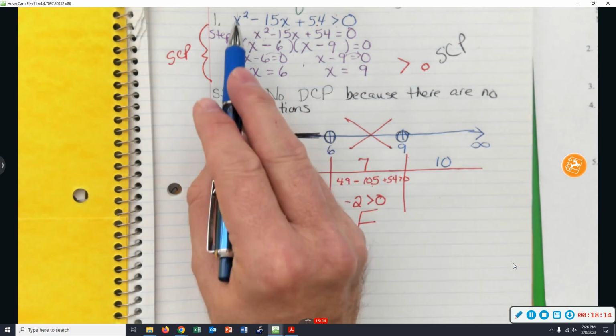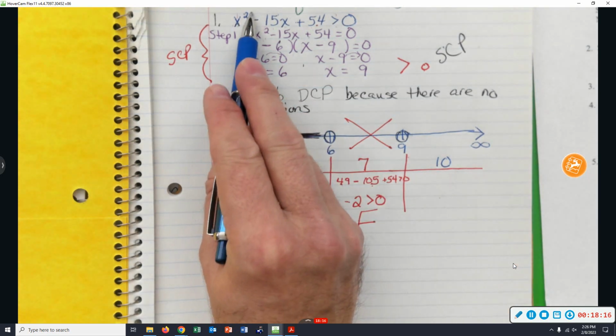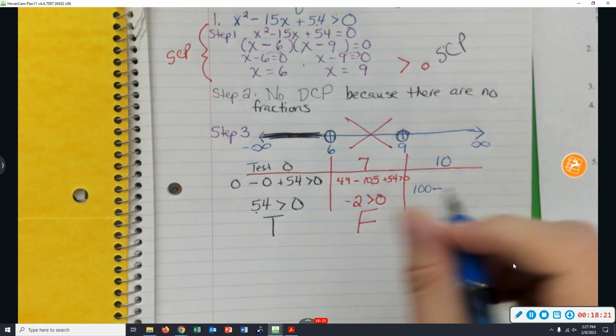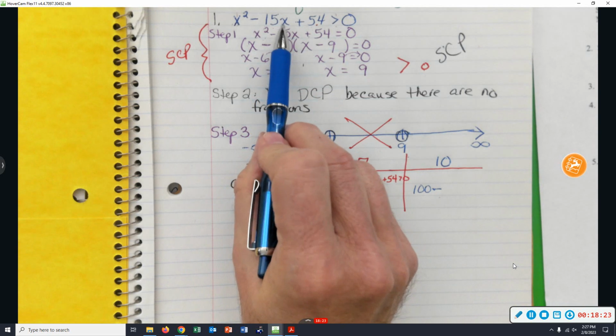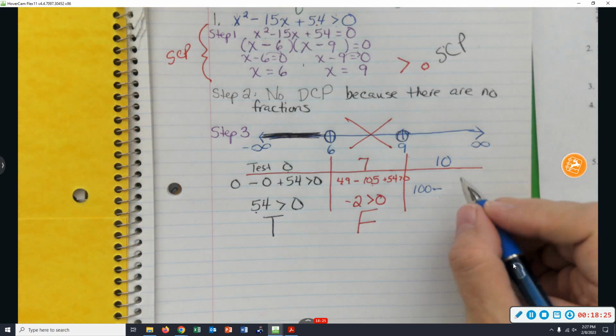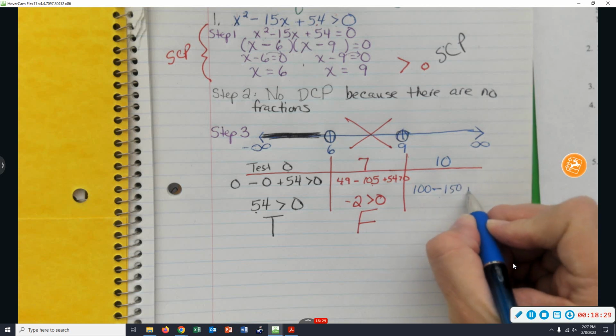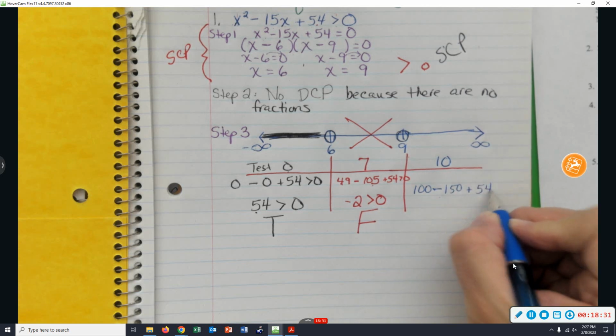So plug in a 10. 10 squared is 100 minus 15 times 10, which is 150, plus 54.